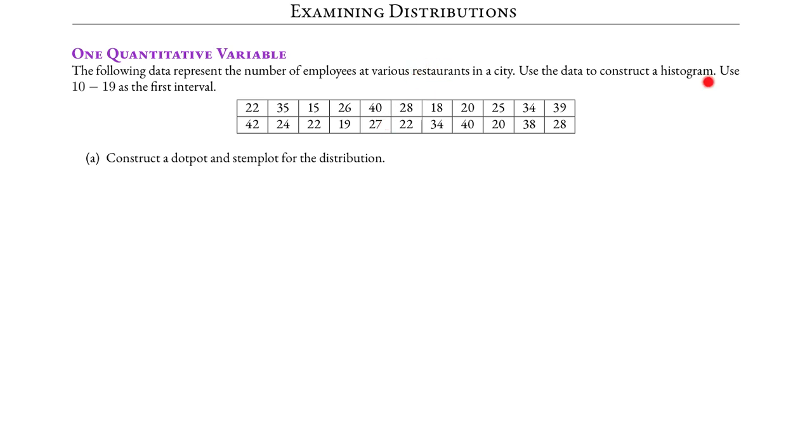Use the data to construct a histogram, using 10 to 19 as the first interval. But first, we will construct a dot plot and a stem plot for this distribution, and then we'll go back to the histogram. There are 22 values in this variable. To construct a dot plot, we will put a dot for each numerical value on the number line. But before we do that, we need to observe the data a little bit more.